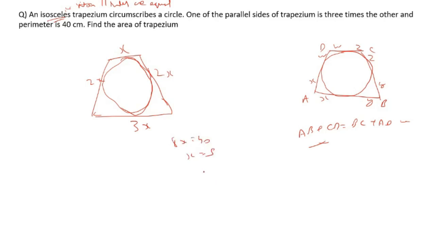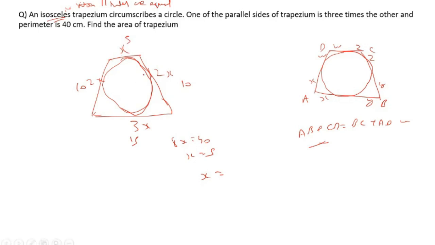So I know the sides of the trapezium basically. If I were to write here, this will be 10, this will be 15, this will again be 10, this will be 5. So, isosceles trapezium, we know the sides, how to find the area?